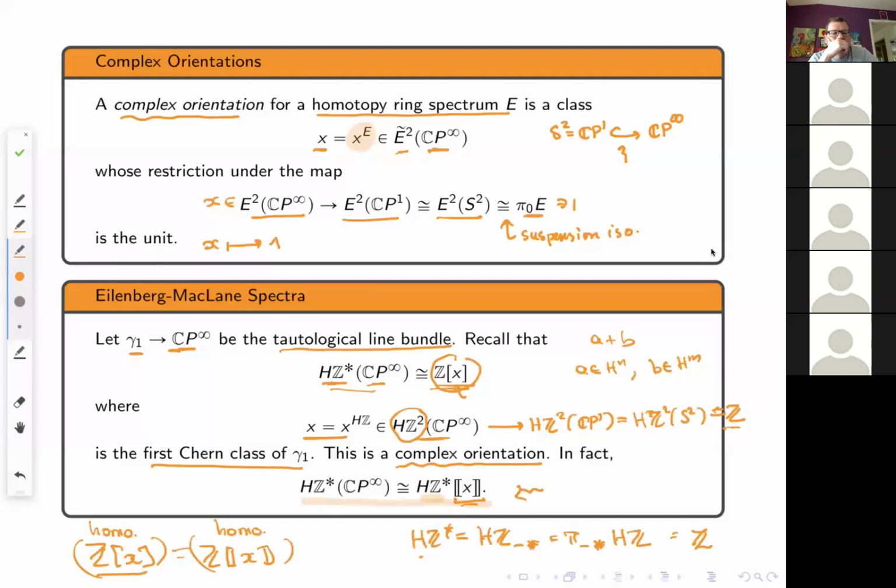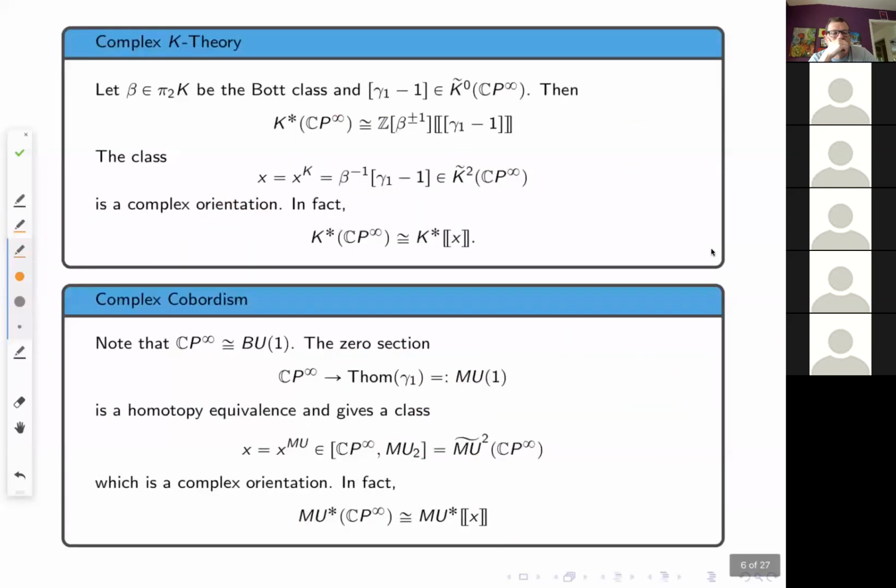All right, so now let's look at other examples. Let's look at complex K theory. So beta in pi 2 is going to be the Bott class. Gamma 1 again is the tautological line bundle on CP infinity. So there's a virtual bundle gamma 1 minus 1 in K0 of CP infinity.